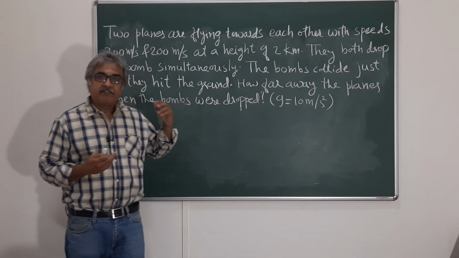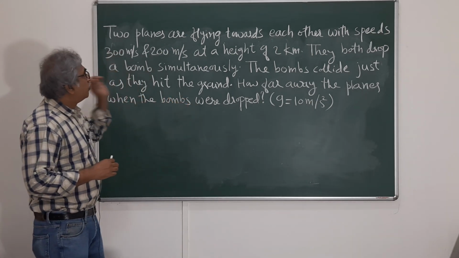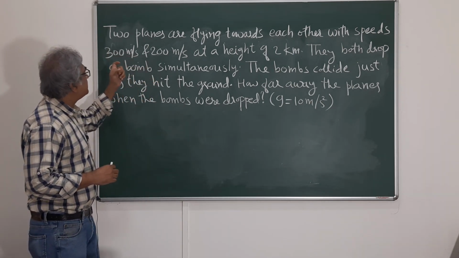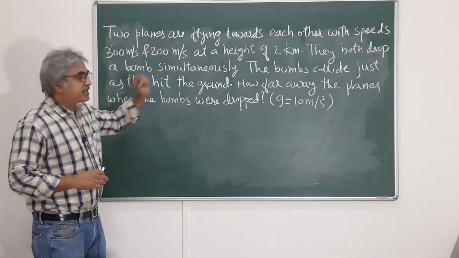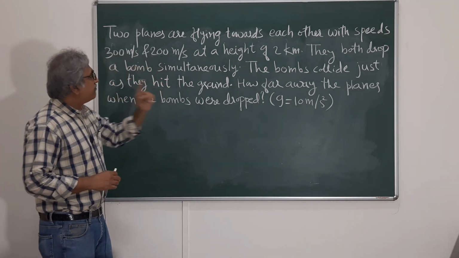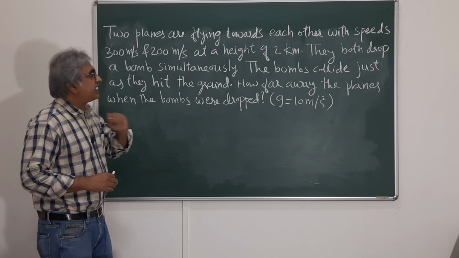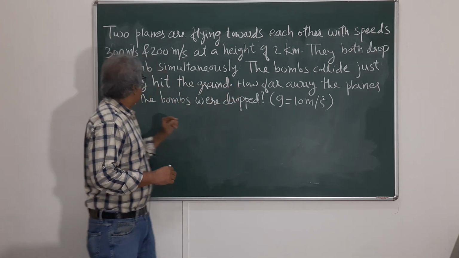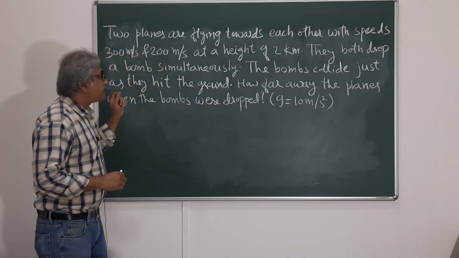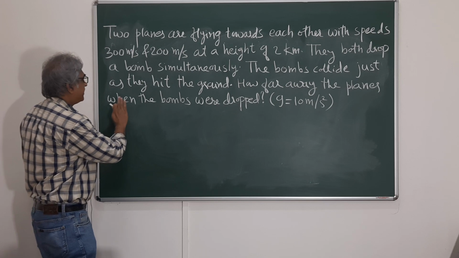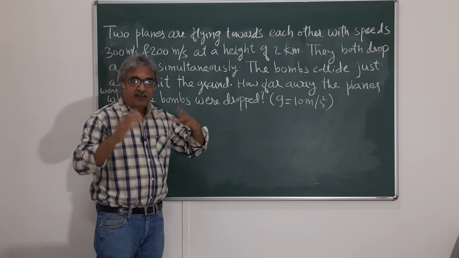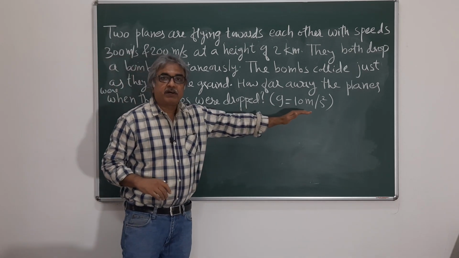So this is a very interesting problem. Two planes flying towards each other with speeds 300 meters per second and 200 meters per second at a height of 2 kilometers. They both drop a bomb simultaneously. The bombs collide just as they hit the ground. How far away the planes were, I should say, when the bombs were dropped, right? G is 10 meters per second square.